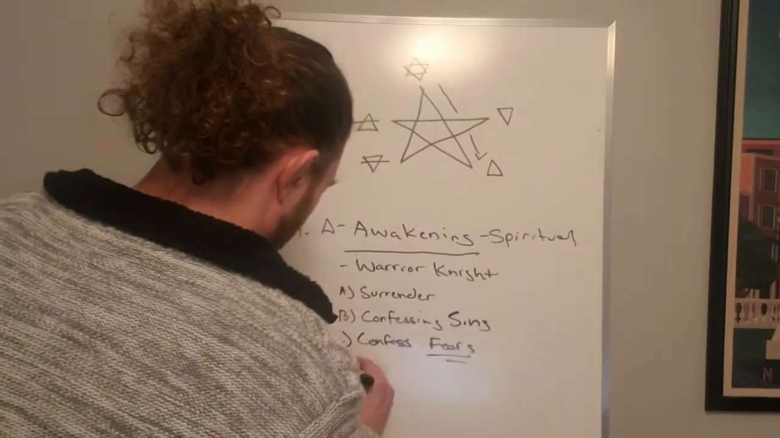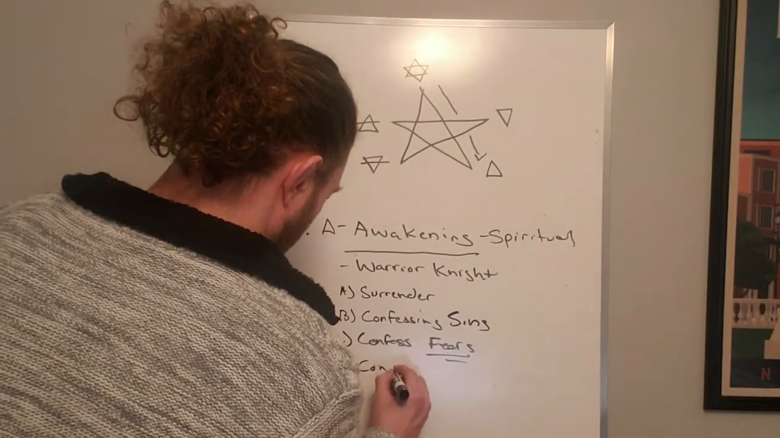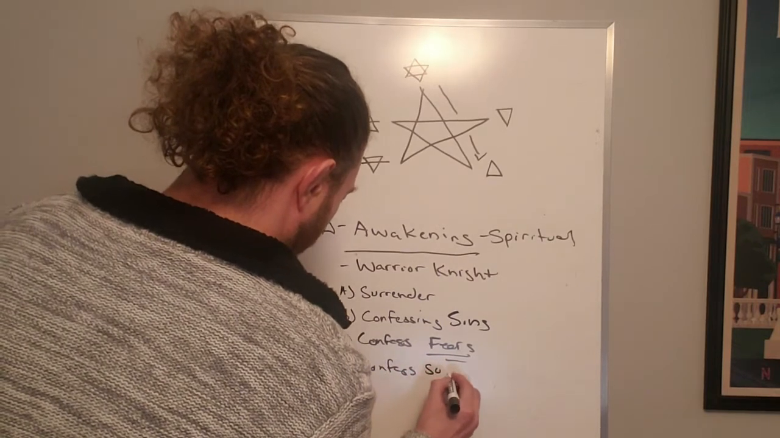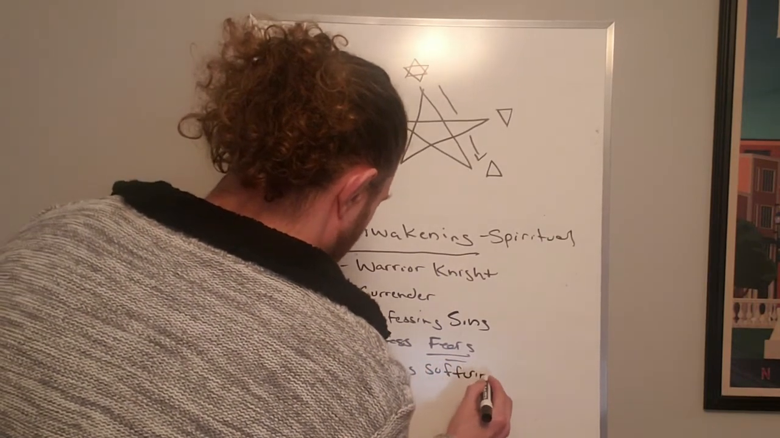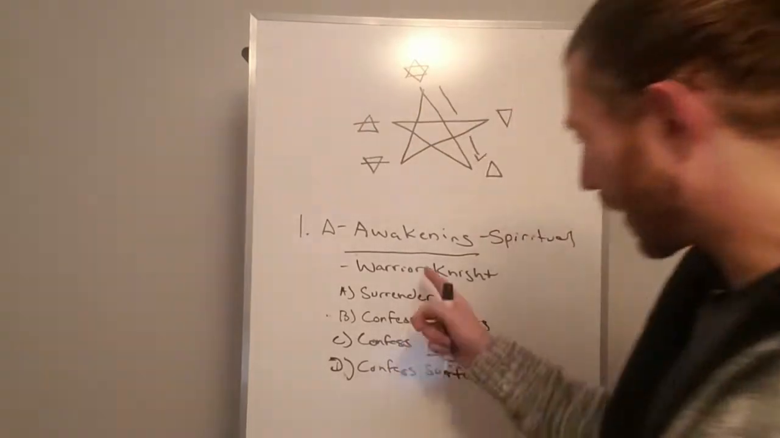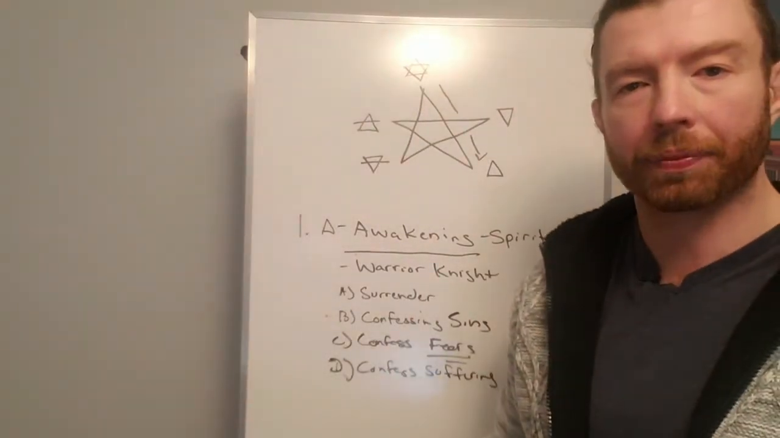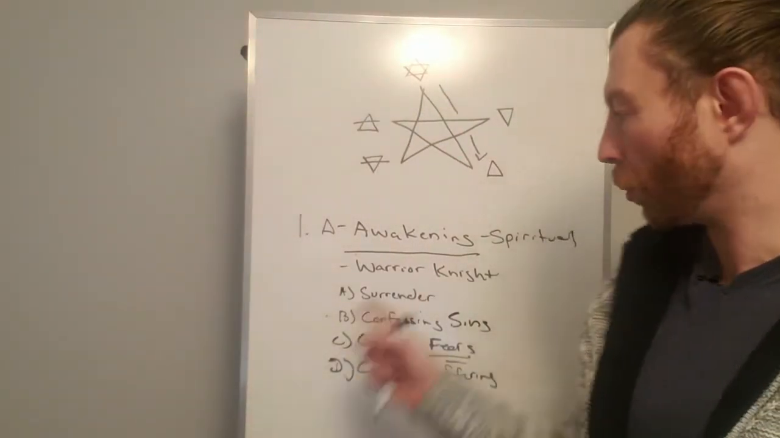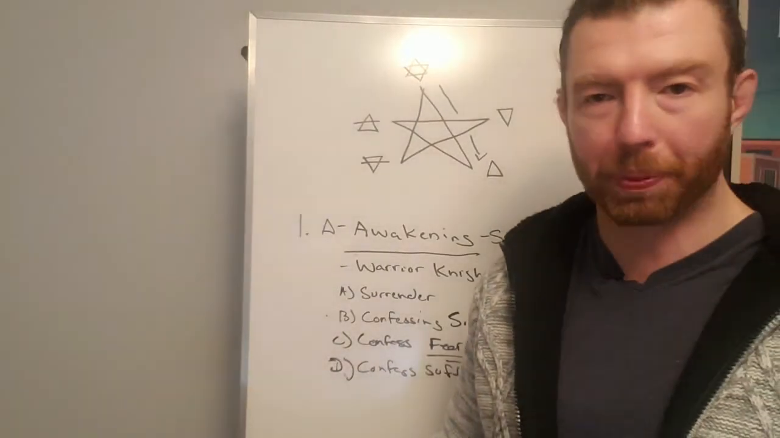Next, we have to confess our suffering. How are we suffering in life right now? Is it chronic pain? Is it addiction? By confessing these things, we're not healing them yet. We're just getting honest with ourselves. We're surrendering. We're getting honest about what's happening in our lives.